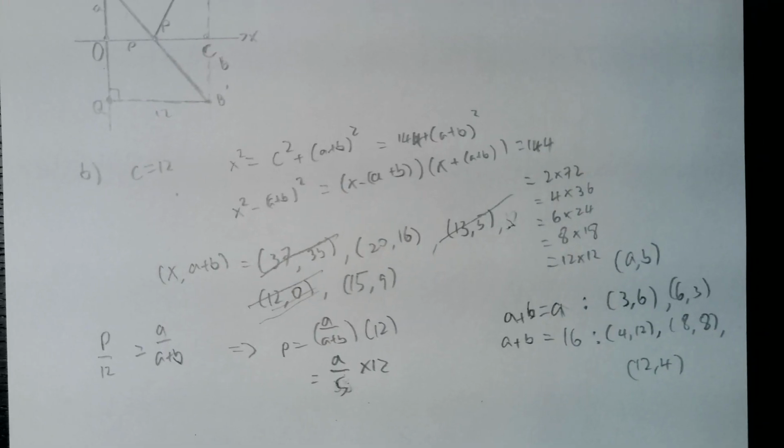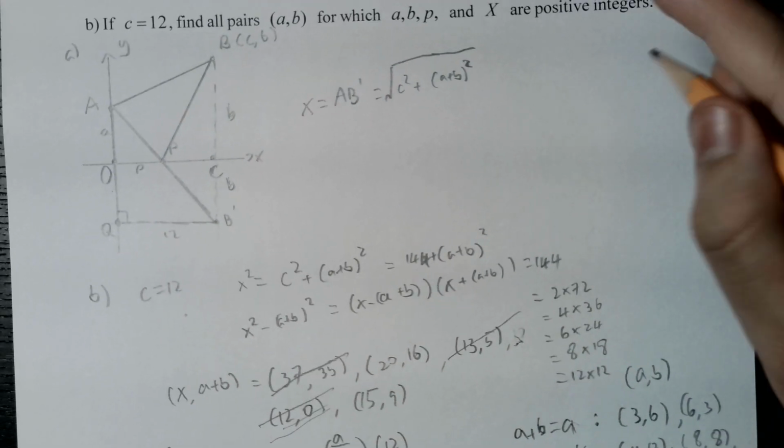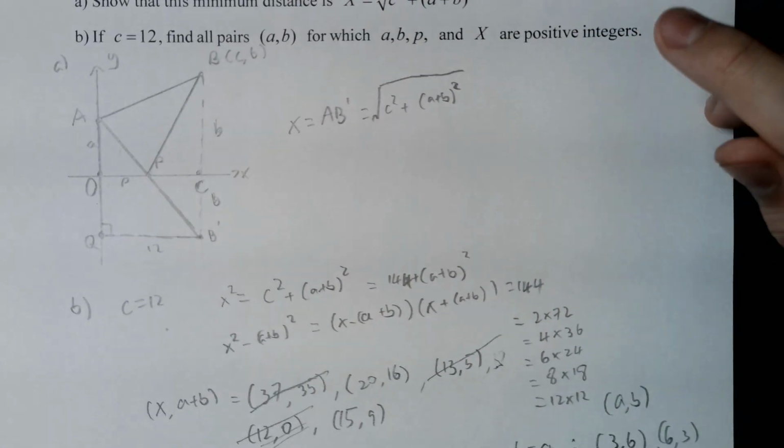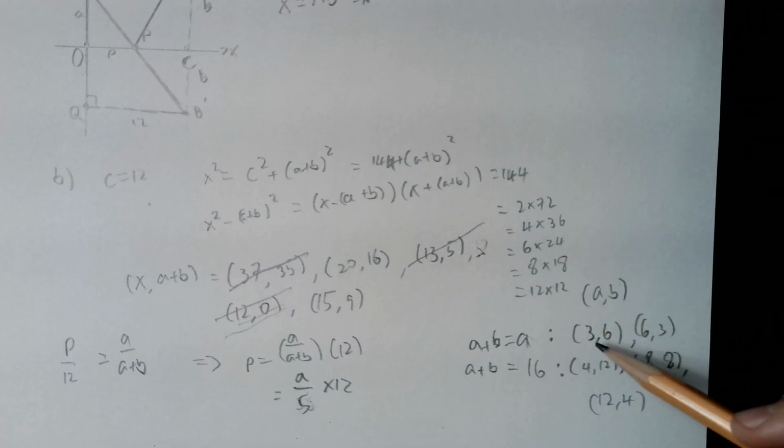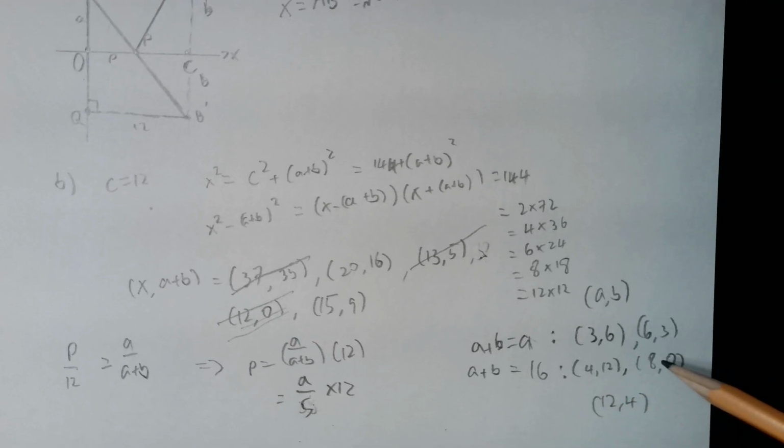So this means that if we want all of these variables to be positive integers, and we know that c is equal to 12, all the possible pairs for a and b here are going to be 3 and 6, 6 and 3, 4 and 12, 8 and 8, and 12 and 4.